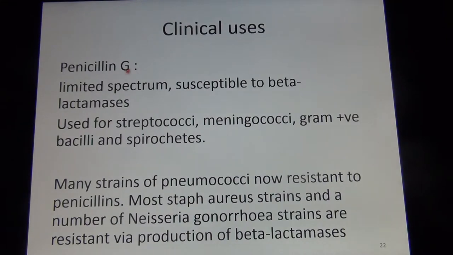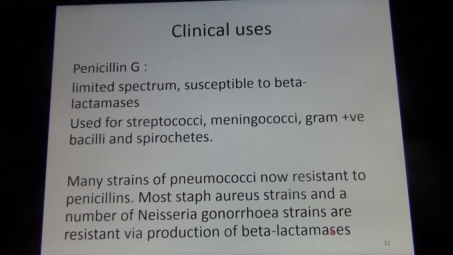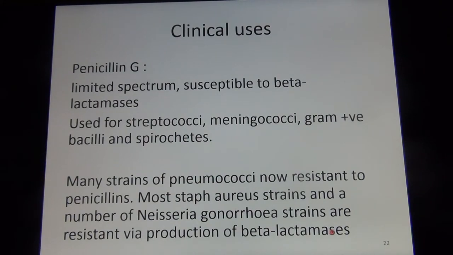Clinical uses: penicillin G has a limited spectrum. It is susceptible to beta-lactamases, and is used for streptococcal infection, meningococcal infection, gram-positive bacilli and spirochete infections. Many strains of pneumococci are now resistant to penicillins, and most Staphylococcus aureus strains and a number of Neisseria gonorrhoeae strains are resistant via production of beta-lactamases. The problem with antibiotics and bacteria is that bacteria are always evolving to fight the antibiotics. They are always changing their structures, so that it will not be easy for antibiotics to kill them.